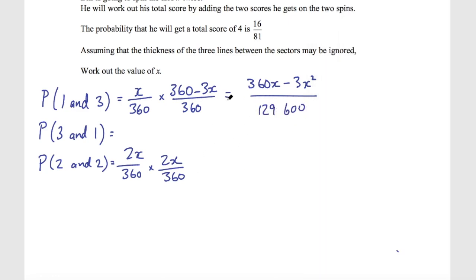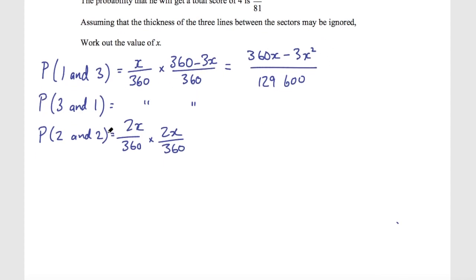Okay, so that's the probability of a 1 and a 3, and the probability of a 3 and a 1 will be the same. And then the probability of a 2 and a 2, that's going to be 2x times 2x, that's 4x squared over, well, that's going to be the same number, 129,600.